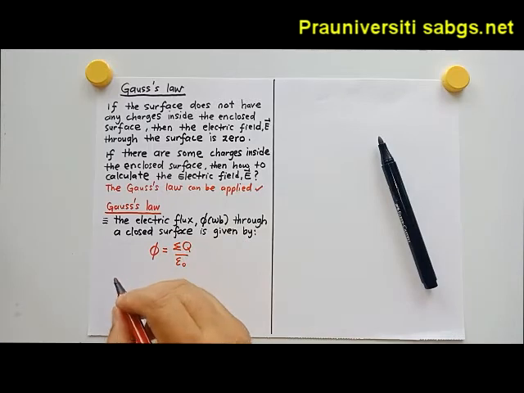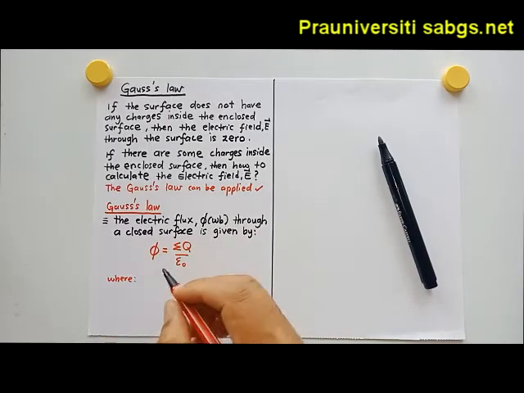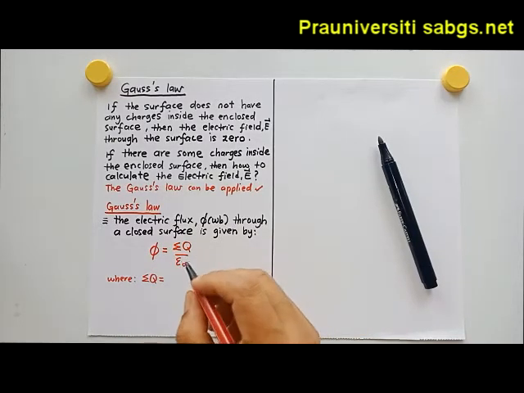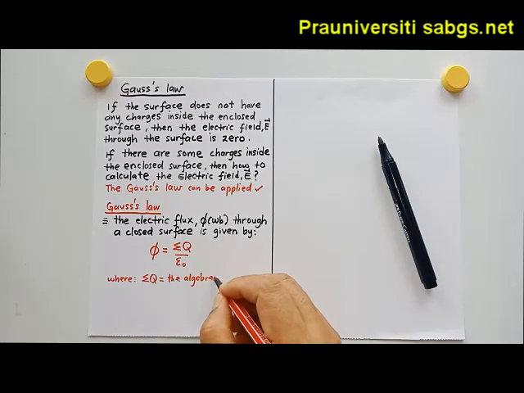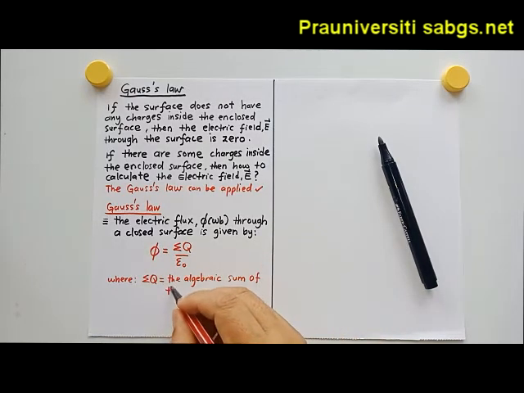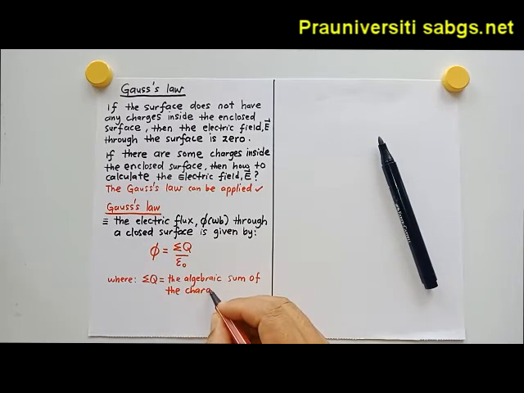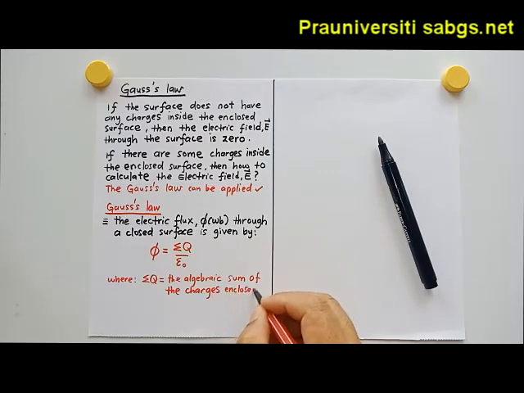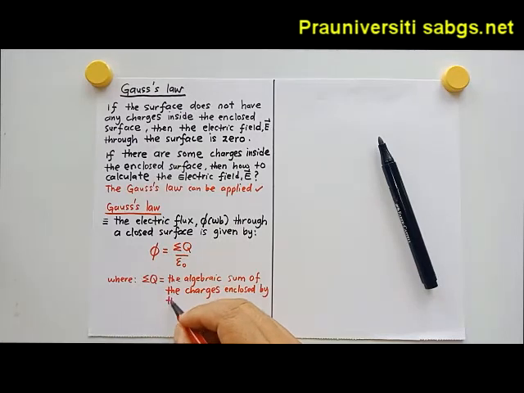Okay, what is meant by the total of Q is the algebraic sum of the charges enclosed by the surface, and then the epsilon naught actually is your permittivity of free space.